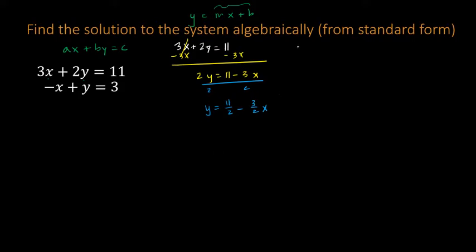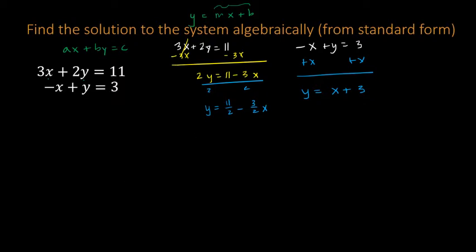And now let's do the other one. I have negative x plus y equals 3. This one's a little more straightforward. All I have to do is add x to both sides of the equation, and I get y equals x plus 3. So notice that at this point, everything is going to be the same as what we were doing in the last video. We just had to take a moment to put everything in slope-intercept form.